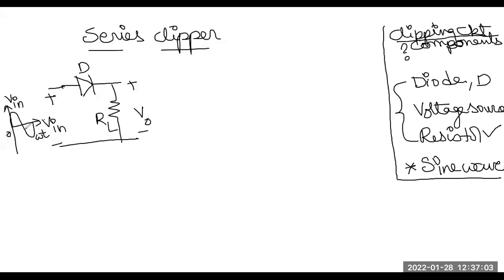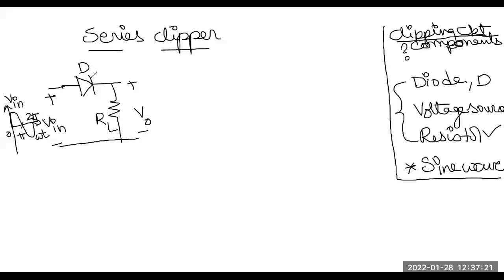Now this is 0 and here the positive half cycle length, so let us say pi, and here the next half cycle length, so let us say 2 pi. So I have taken one input cycle, with 0 to pi as the positive half cycle and pi to 2 pi as the negative half cycle. And this is diode D.